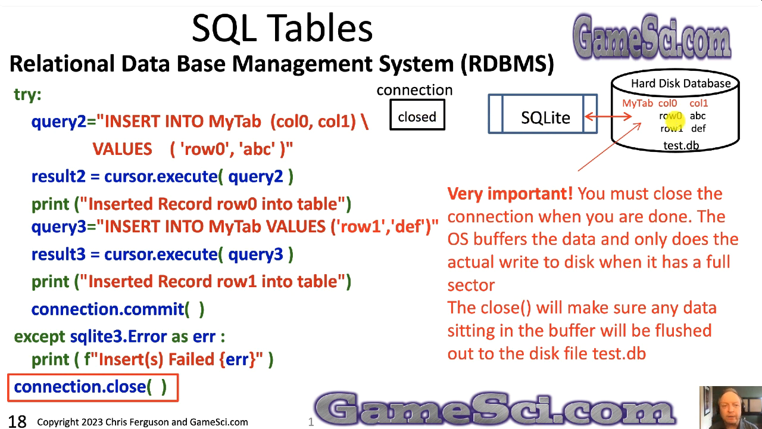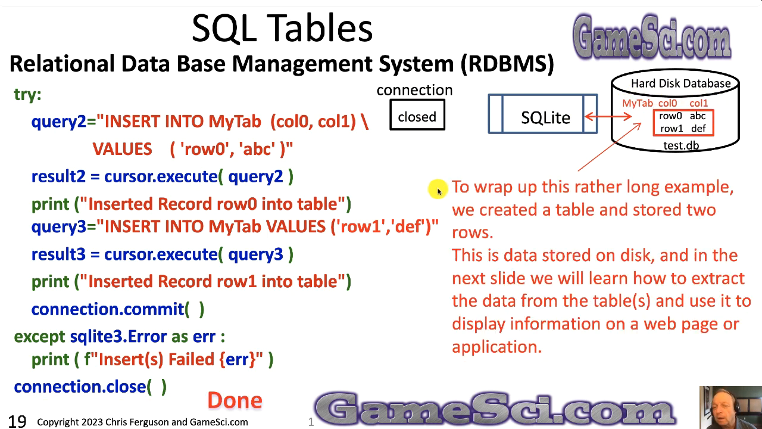Did you see the pattern? We created 3 SQL commands. We executed all 3 SQL commands and it created a table and wrote 2 records to our table. To wrap up this rather long example, we created a table and stored 2 rows. You can see the 2 rows written to my disk drive right there. This is data stored on disk, and in the next slide we'll learn how to extract the data from the table and use it to display information on a web page or an application.